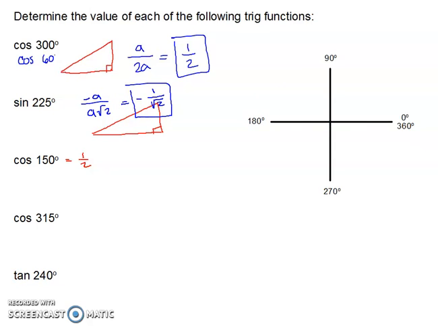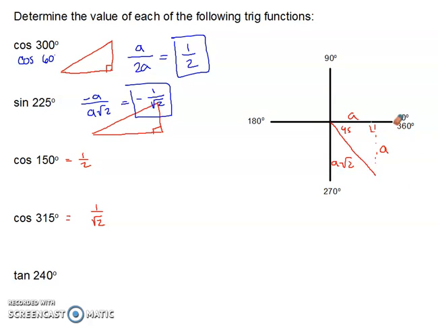Cosine of 315 degrees, I would be looking at an angle in this fourth quadrant, which would take me 45 degrees to make my right triangle. Cosine then would be 1 over the square root of 2. I would have a leg of a, and then a times the square root of 2, so adjacent over hypotenuse would reduce to 1 over rad 2.